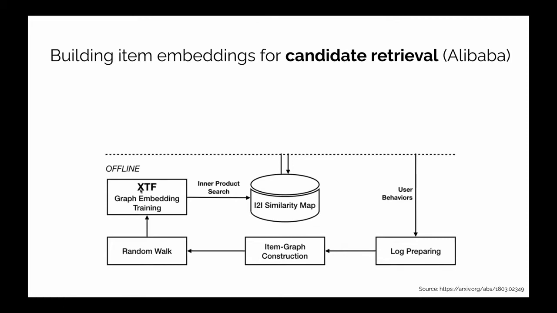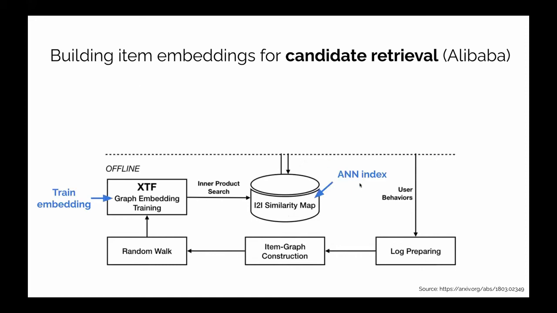Then they use extended TensorFlow, which is their version of TensorFlow, to do graph embedding training. All this is really just word2vec. So with this sequence of items, we are able to train word2vec. We're going to be able to represent each item with a vector. And then they do inner product search for every item. So for every item in the catalog, they do inner product search or cosine similarity if you prefer. And they find the top 1,000, the top 100 most similar items. And this goes into the item-to-item similarity map.